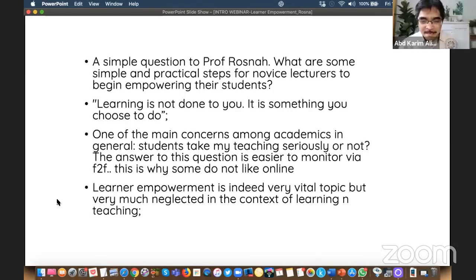Prof. Rosana, I would like to add a little bit there, in terms of empowering students, for novice lecturers. I remember when I first joined USN, one of the things my senior colleague, whom I regard as a mentor, told me: Karim, whatever subject that you take, the first subject, get it right and have mastery of the subject.